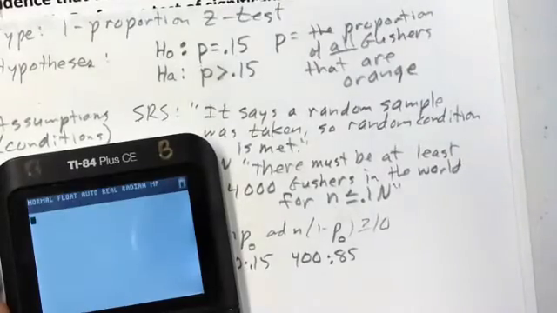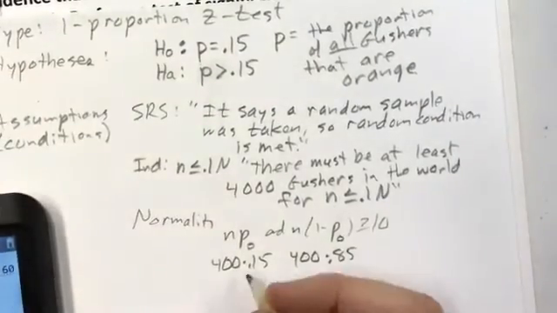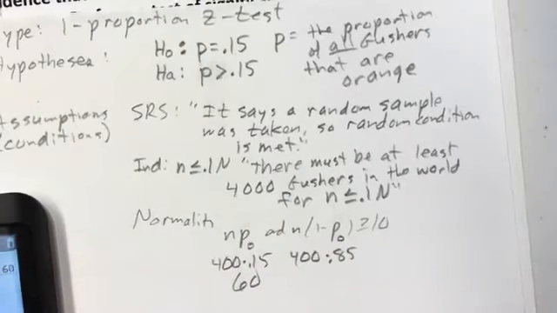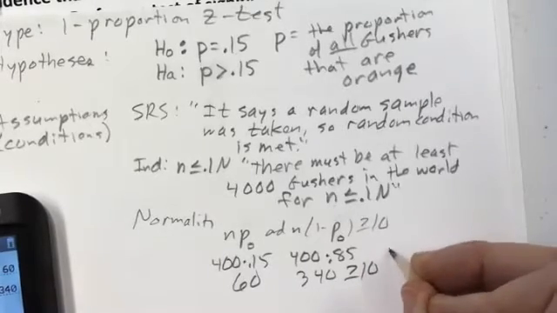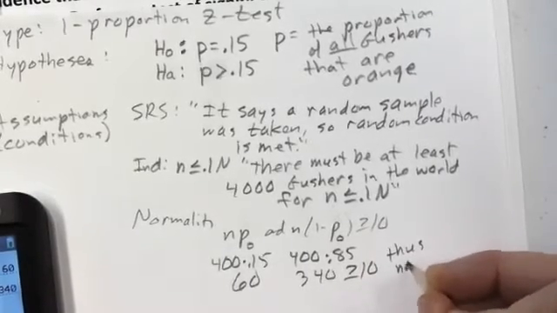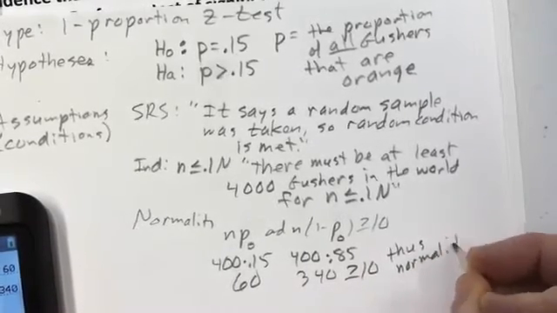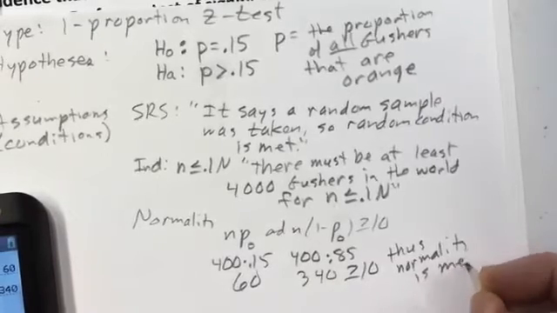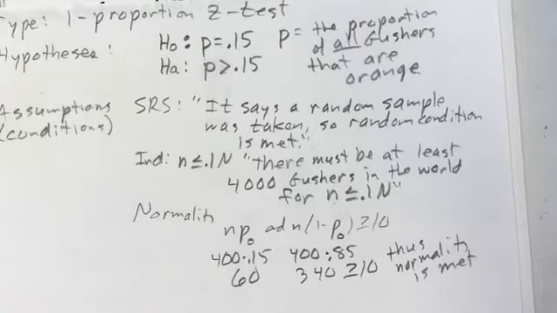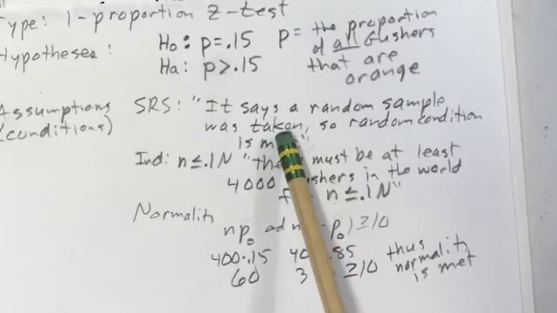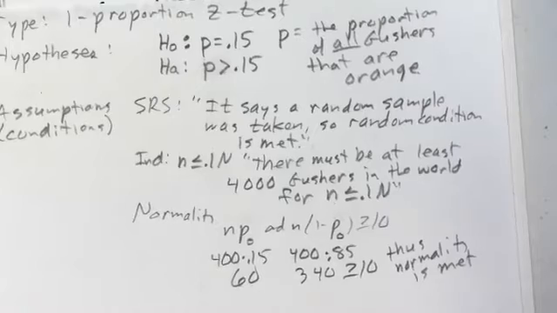Let's see what those are equal to. 400 times 0.15 is equal to 60. And then 400 times 0.85 is equal to 340. They're both greater than or equal to 10. So we would say thus normality is met. That one's very similar to what we had in the last chapter, but it's slightly different. And these other two are the exact same. So hopefully you're getting used to the assumptions. That's the most involved part of it.